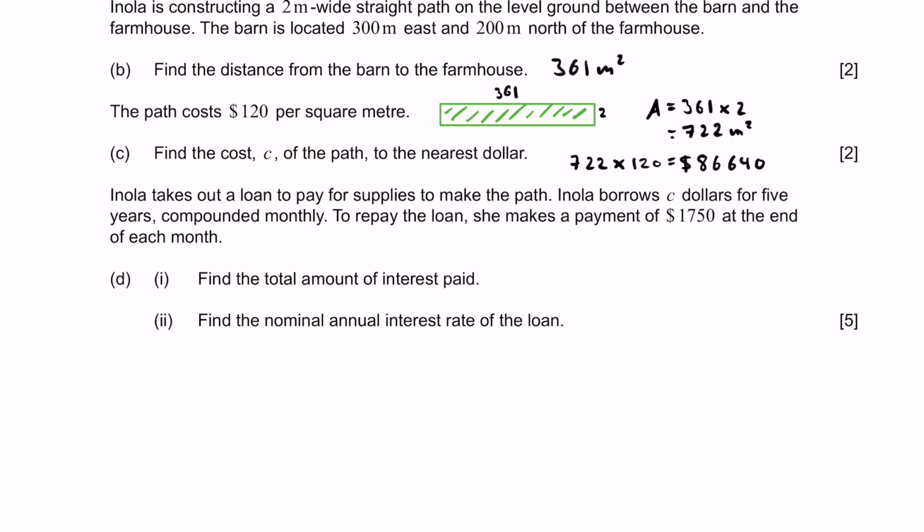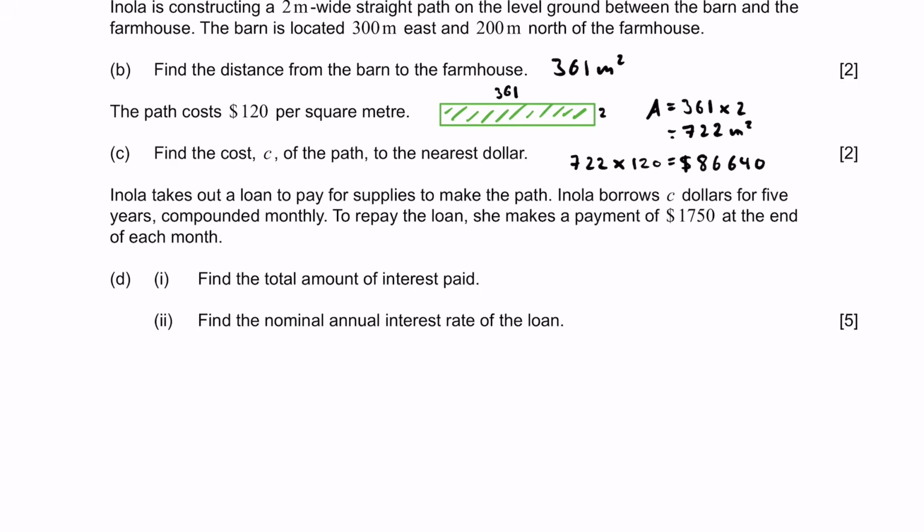Enola takes out a loan to pay for supplies to make the path. Enola borrows C dollars for 5 years, compounded monthly. To repay the loan, she makes a payment of $1,750 at the end of each month. Part 1 of D asks us to find the total amount of interest paid, and Part 2 asks us to find the nominal annual interest rate of the loan.